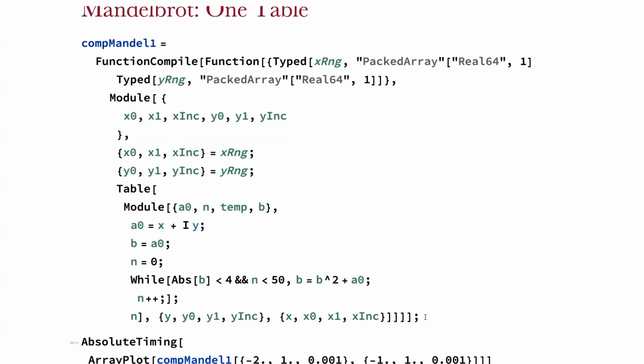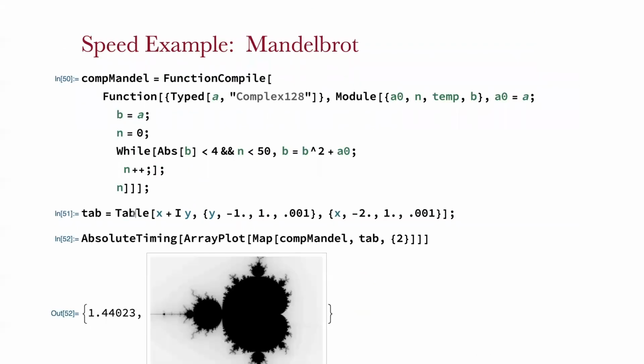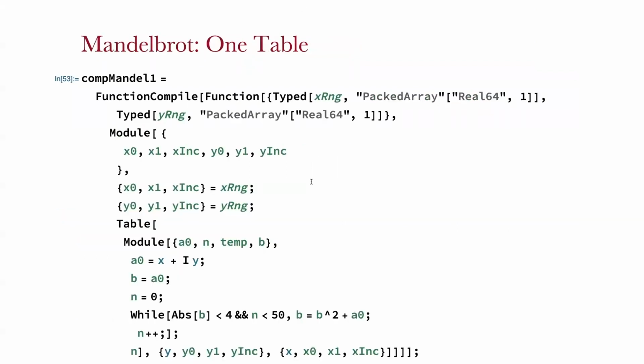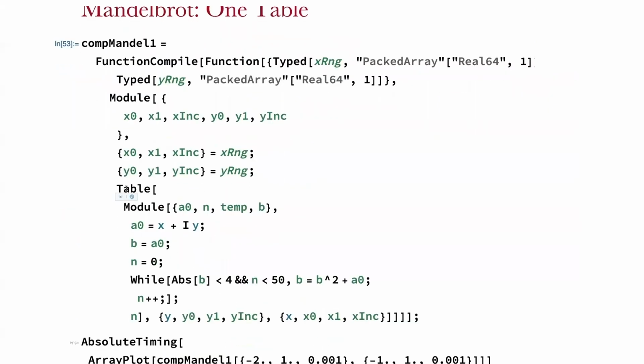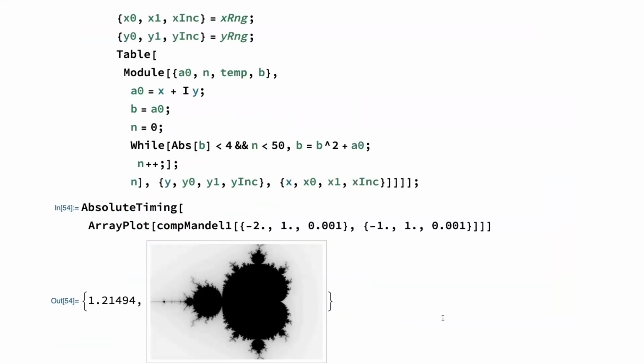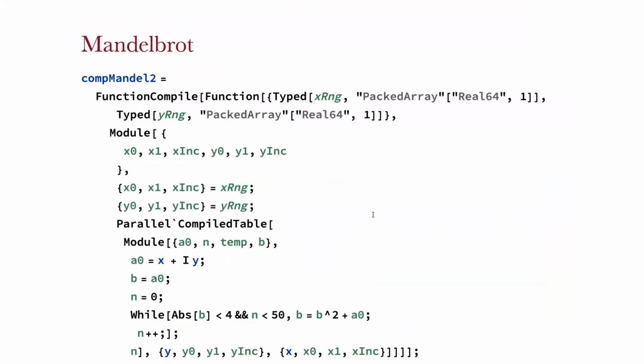Now, here I'm taking the same code, but this has an inefficiency because I'm generating a table and then mapping over the table. It's much better just to put the table inside the compiled function, and then I only have to make the data once, so this has got a little bit faster. Sometimes you need to run these things a couple of times to warm up the underlying LLVM JIT system.